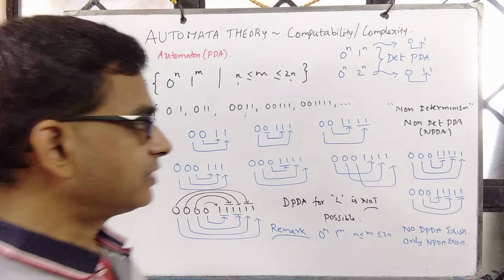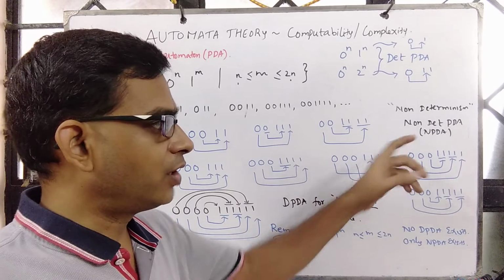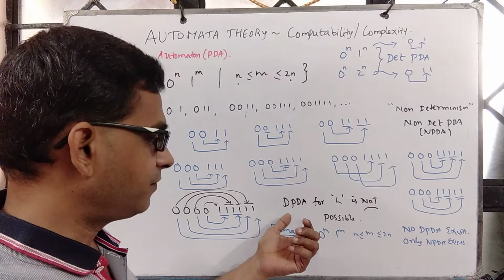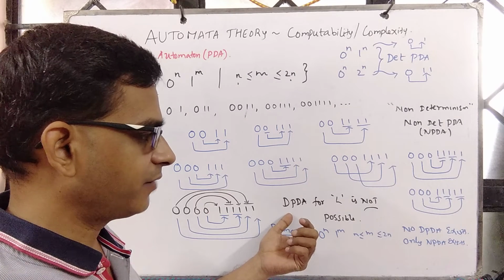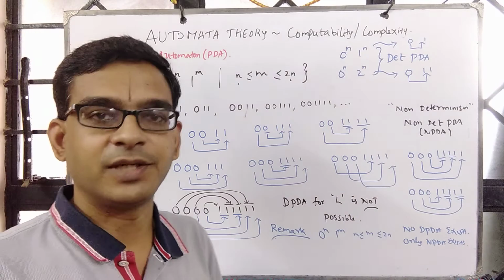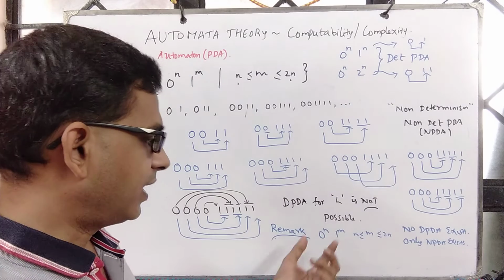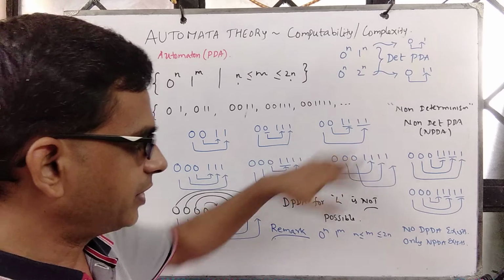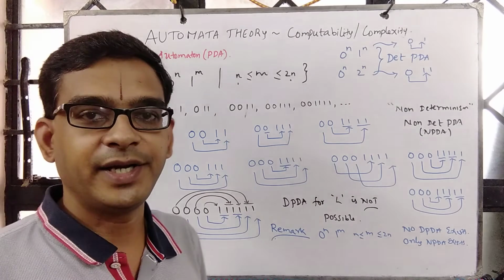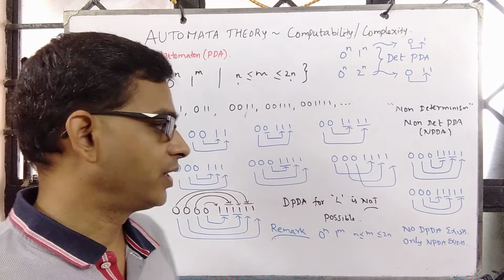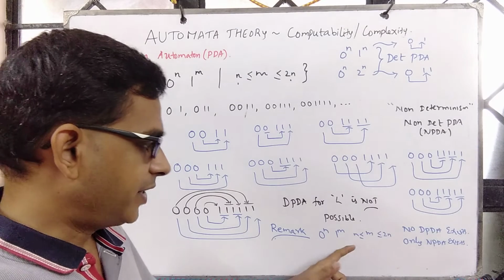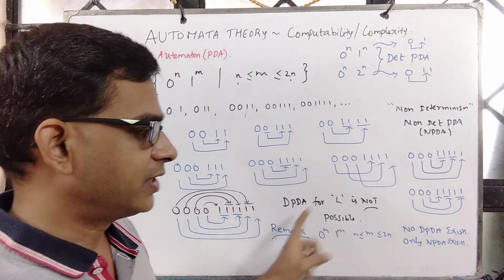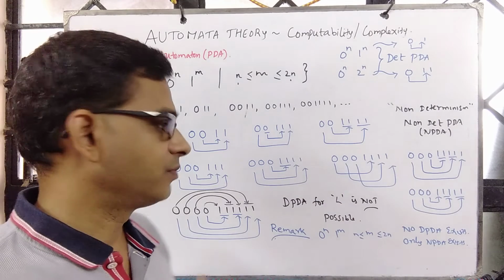Which means the class of languages accepted by non-deterministic PDA is a strict superset of the class of languages accepted by deterministic PDA. There are languages which are not equivalent. Given this, can I come up with an equivalent DPDA? The answer is no. For example, here is a language for which an NPDA exists, but there is no DPDA.